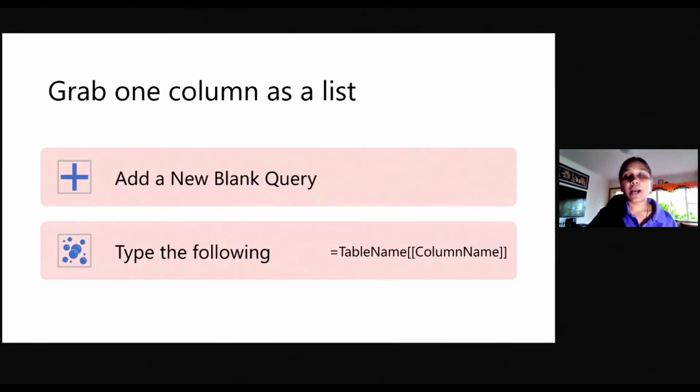Okay, so let's go. I have given all the tips in the slides. So how to grab one column as a list. So just add a new blank query and then make sure you have, the trick here is make sure you have 2 square brackets rather than just 1 square bracket.